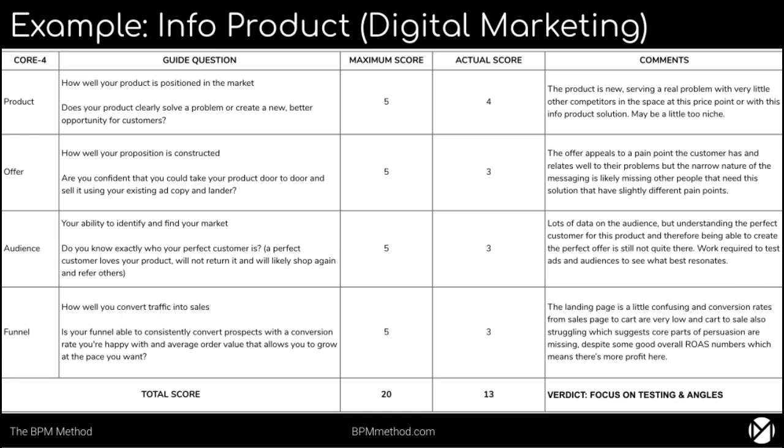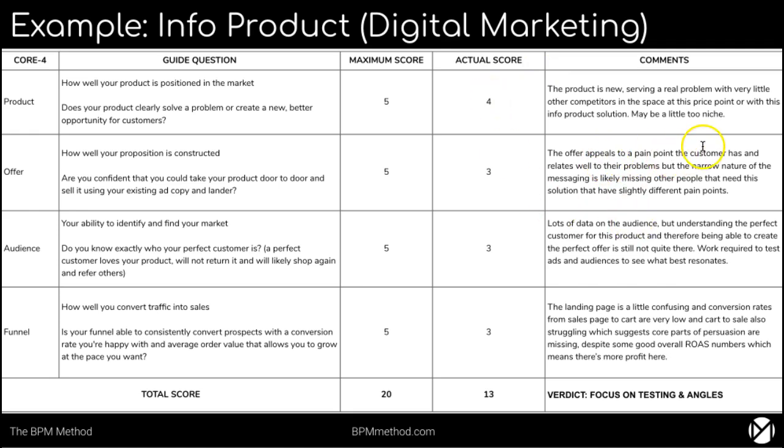And this third example is an info product, which is actually one of my products as well. We were looking at, right, we have this info product, how can we make it better? So the actual product that we had, the product was serving a real problem, very little competition for this particular product, but maybe a bit too niche, so we scored it a 4. And bear in mind, this was graded by my team.